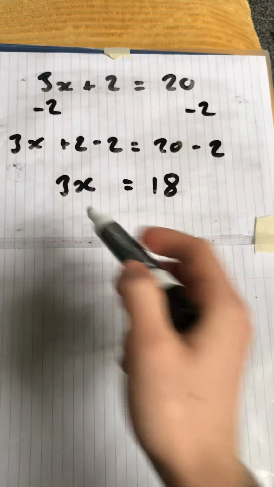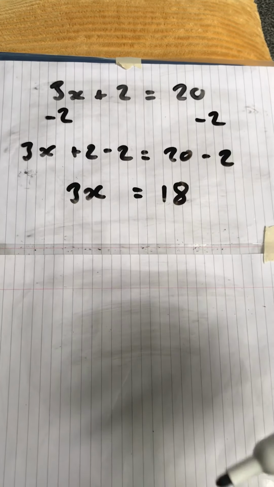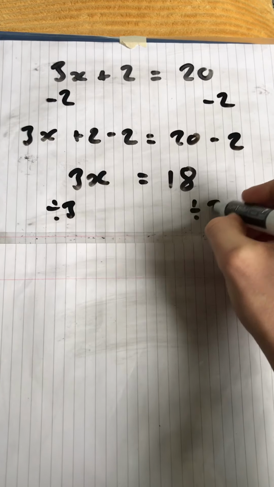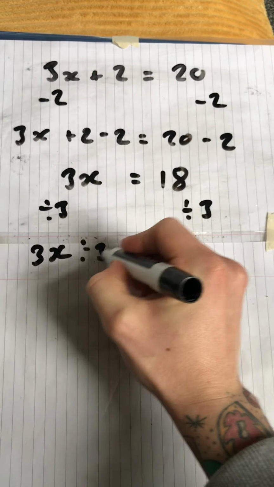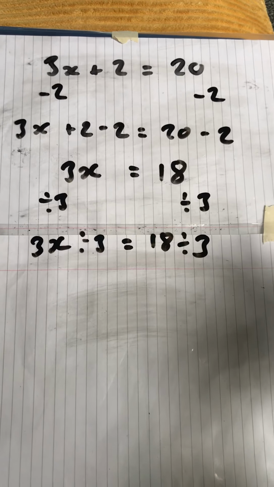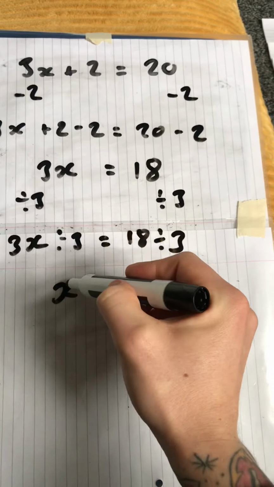We know what 3 unknowns are equal to. We want to know what a single unknown is equal to. So we're going to divide by 3. Okay? And again, this step you don't have to write down. If you know that 3x divided by 3 is just going to be x, just write that down next.